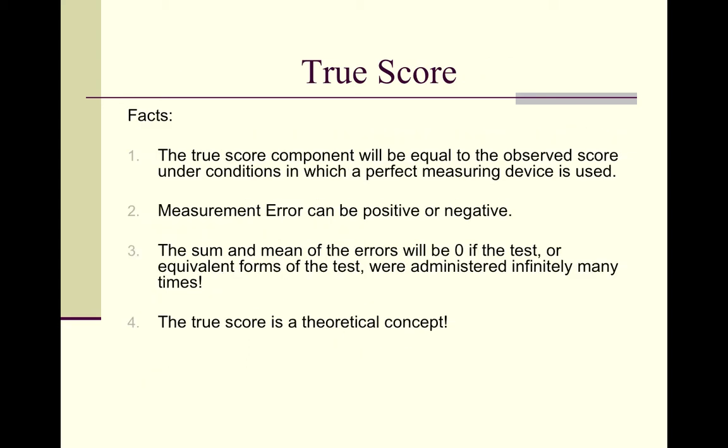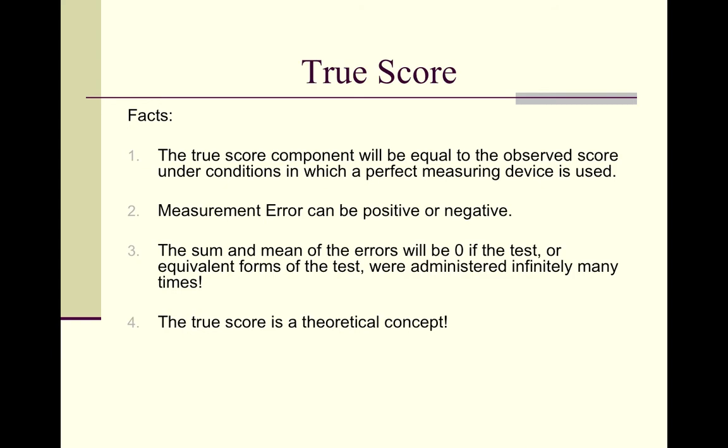So gang, true score, some facts. The true score component will be equal to the observed score under conditions in which a perfect measuring device is used. If you think you've got a perfect measuring device, you and I need to talk, because you're not going to have it. But speaking theoretically, if that happens, then your true score and your observed score, your T will be equal to your X, and your E will be equal to 0.